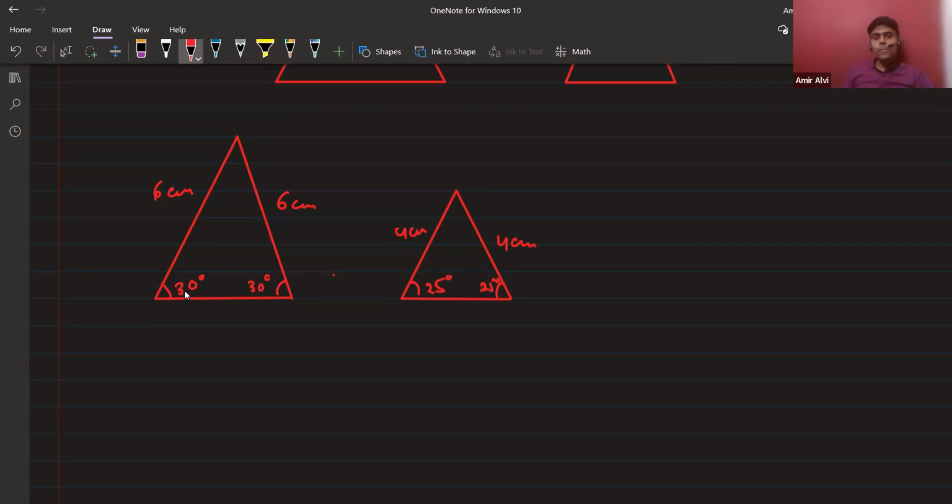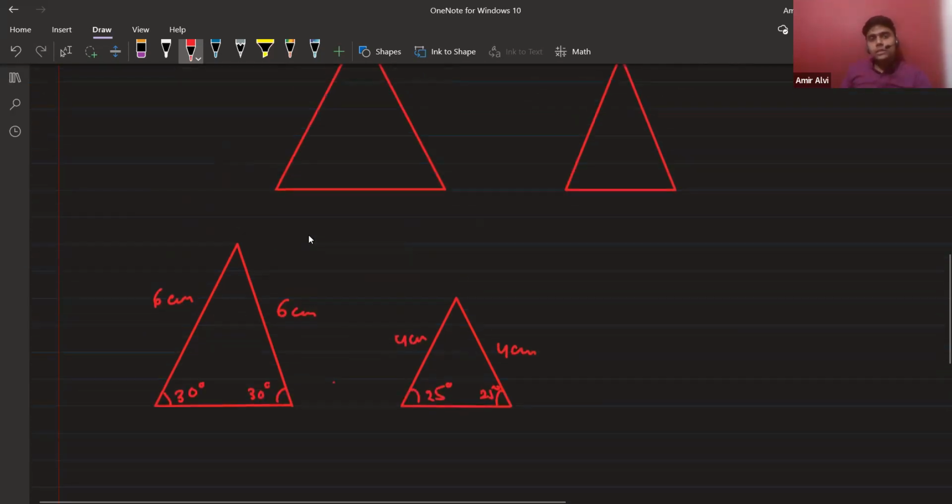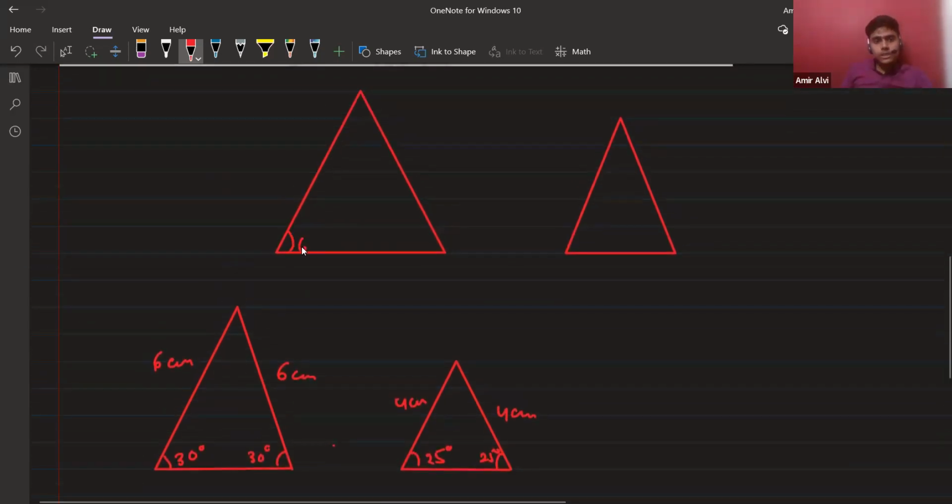Now let's come to the part of equilateral. This is 60, this is 60, this is 60, and this is 60. Now, look at the thing. What is the difference between them?